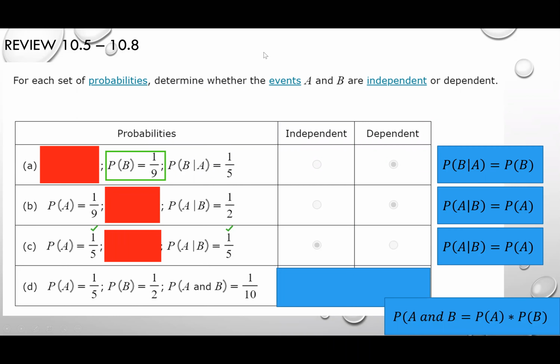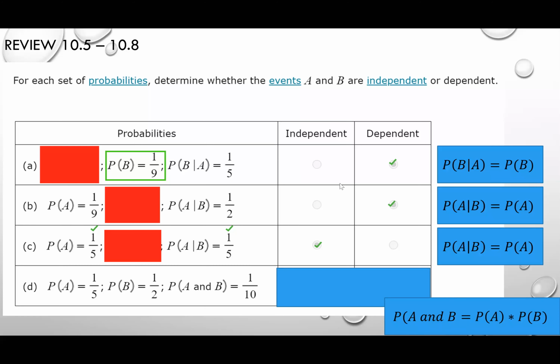This is dependent, and this is independent because they are equal. And that's all you need to do for this particular problem. Okay. And again, this one here is a little bit different because they are not given a conditional probability, right? They're not given B given A or A given B. They give us A and B, and the probability of A and B is equal to the probability of A multiplied by the probability of B.